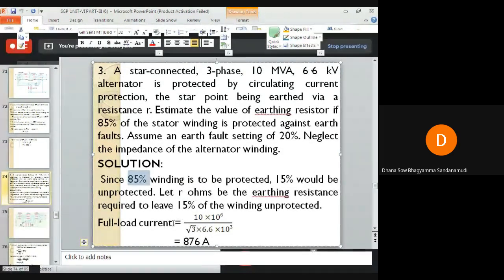Now let us determine the full load current. P is equal to root 3 VI, so I equals P by root 3 V. What is P? 10 megavolt ampere. So 10 into 10 power 6 by root 3 into what is V? 6.6 into 10 power 3. You just simplify, you will get 876 amperes. Write it down.